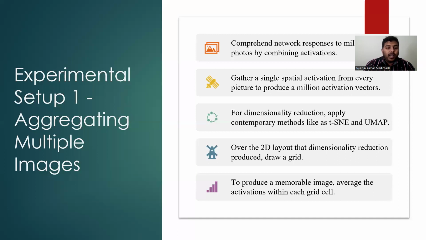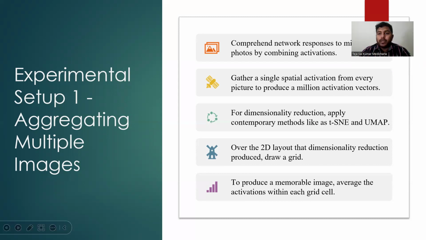Experimental setup 1: aggregating multiple images. Comprehend network responses to millions of photos by combining activations. Gather a single spatial activation from every picture to produce a million activation vectors. For dimensionality reduction, apply contemporary methods such as t-SNE and UMAP. The dimensionality reduction over the 2D layout produces a grid. To produce a memorable image, average the activations within a grid cell.